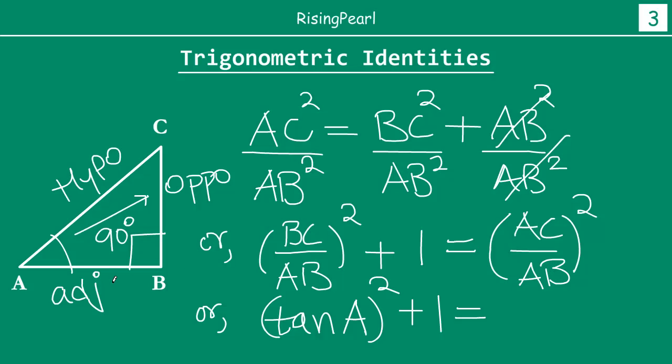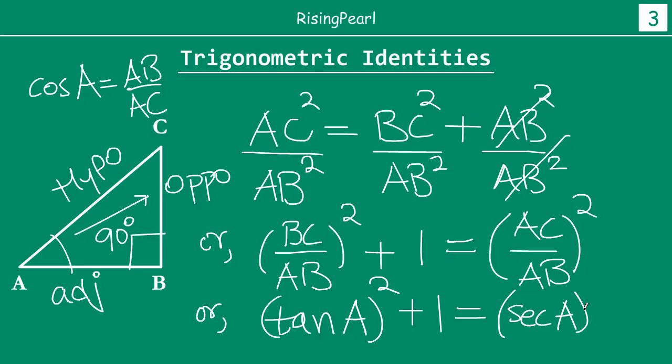Now cos A will be AB by AC. So AC by AB will be sec A. So this is sec A whole square. Or this will be tan square A plus 1 equal to sec square A.